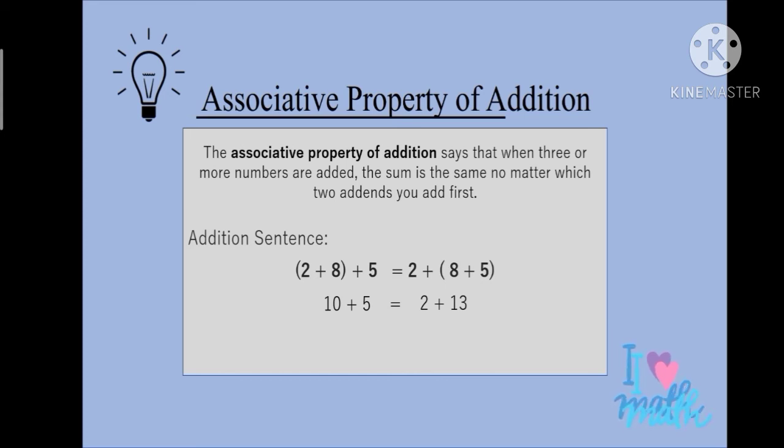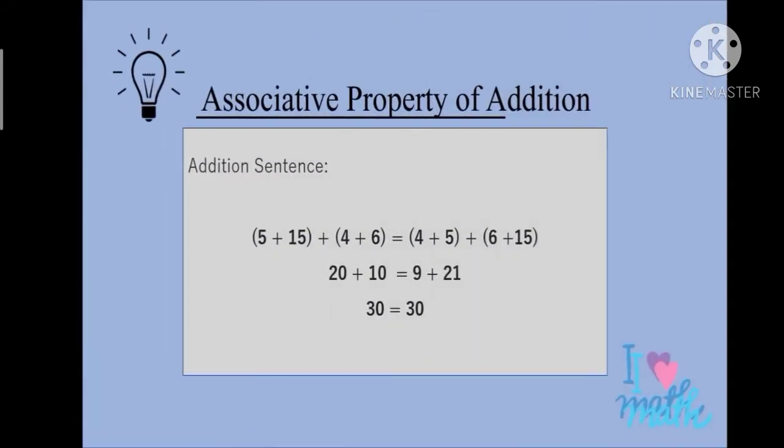And we can see that 10 plus 5 is equal to 15, the same as with 2 plus 13, which is also equal to 15. So we can say that the sum is still the same no matter which two addends you will add first. So here's another example of associative property of addition.